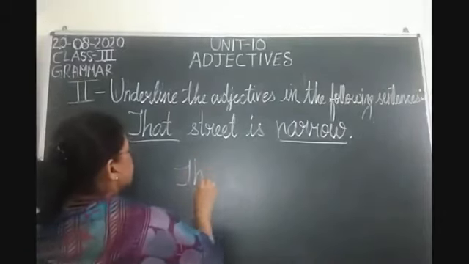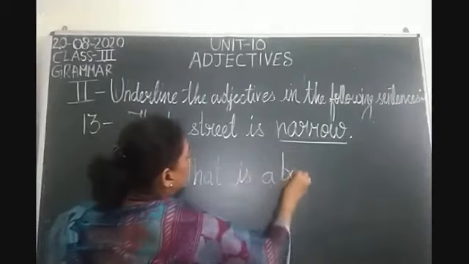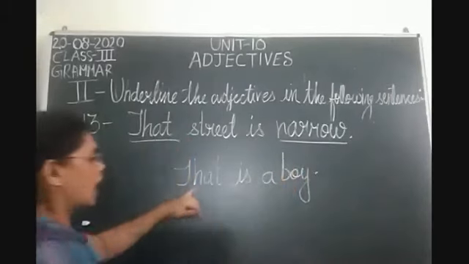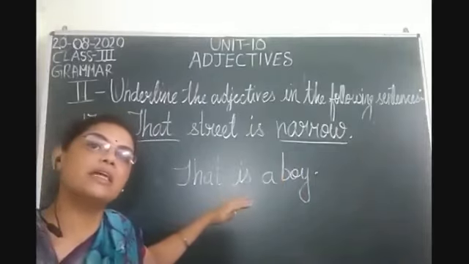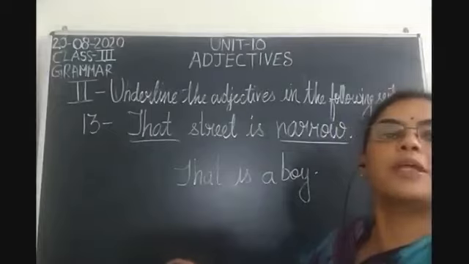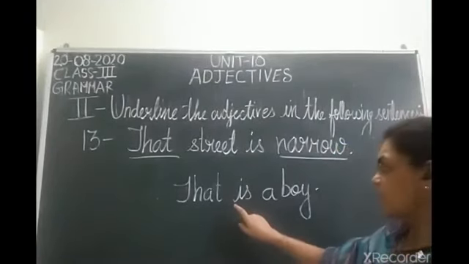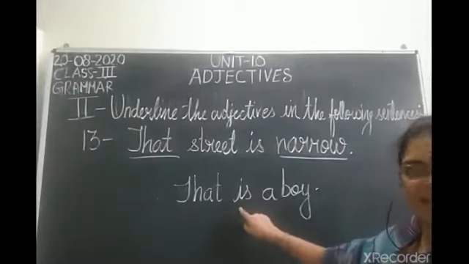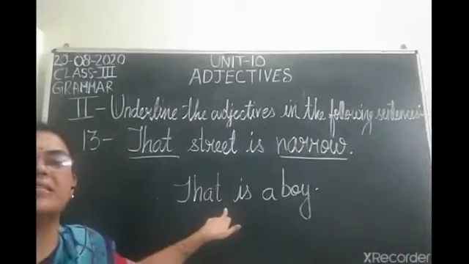Suppose "That is a boy." If I write this sentence, students, now after that comes "is". What comes after that? Is. I hope all of you can see it. Now, after that, what came? Is. Now "is" is not a noun. Look at the difference between both the sentences.